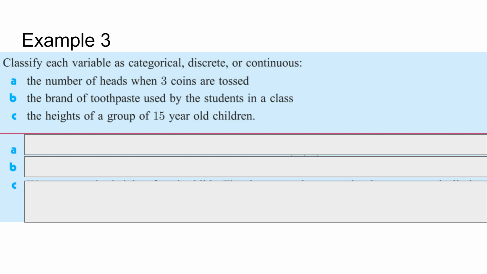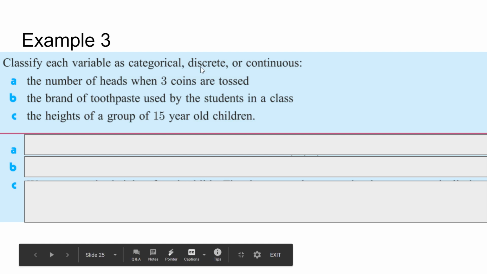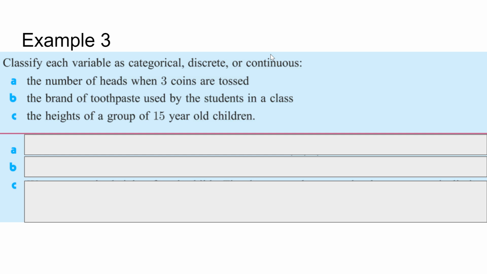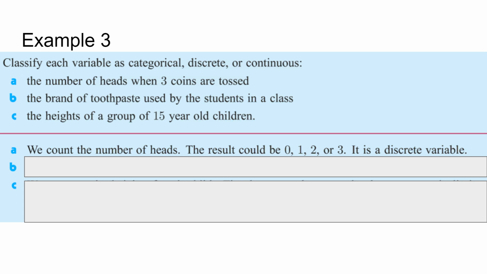Let's take a look at this example. It says classify each example as categorical, discrete, or continuous. The first one says the number of heads when 3 coins are tossed. The first thing we need to think about is, is this categorical or is it quantitative? If we're talking about the number of heads, it's definitely going to be quantitative. Then the question is, is it something that is countable and therefore discrete, or is it measurable and therefore continuous? You would count the number of heads, therefore A is going to be discrete.